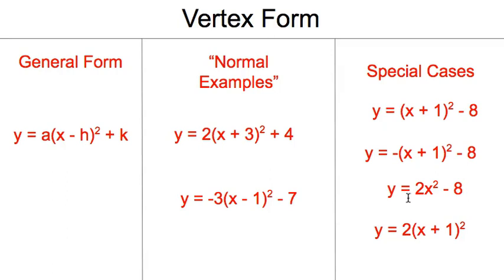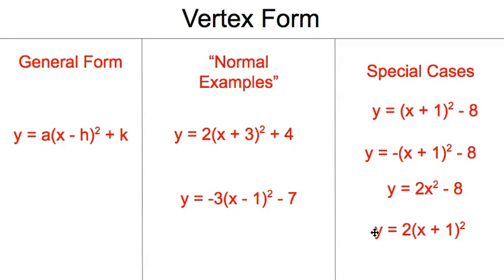We can also look at what happens if h is equal to 0. That's how we end up with this equation right here. If that's the case, the parentheses become unnecessary, and we just write x squared instead of where we would normally find something in parentheses squared. So this is when h is 0.